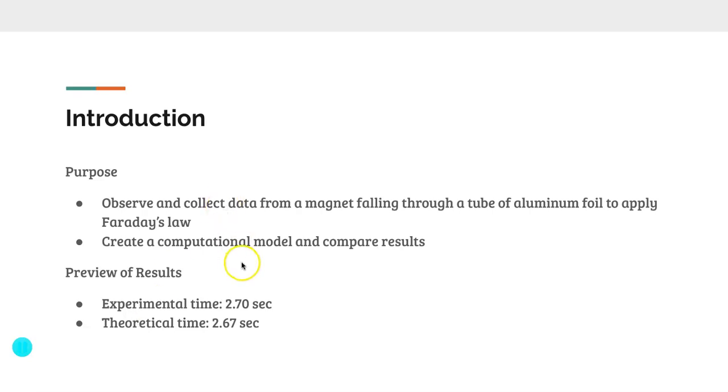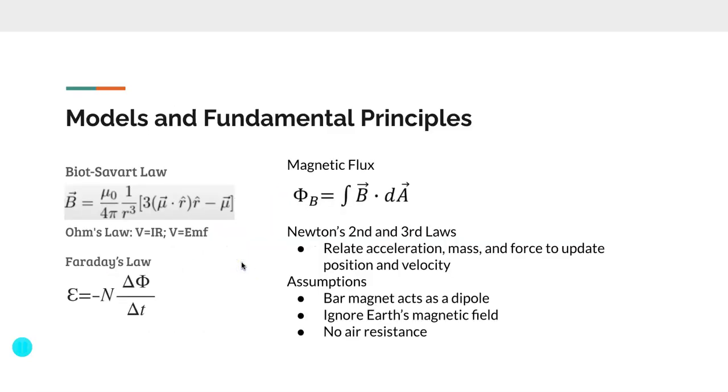The main models and fundamental principles used in this lab: I used the Biot-Savart law to calculate the magnetic field, Ohm's law, which relates voltage to current and resistance, in this case voltage is amp, Faraday's law, and in this case, N is the number of loops, and this is found by taking the derivative of magnetic flux, which is the magnetic field times the area, and then Newton's second and third laws, which relate acceleration, mass, and force to update position and velocity.